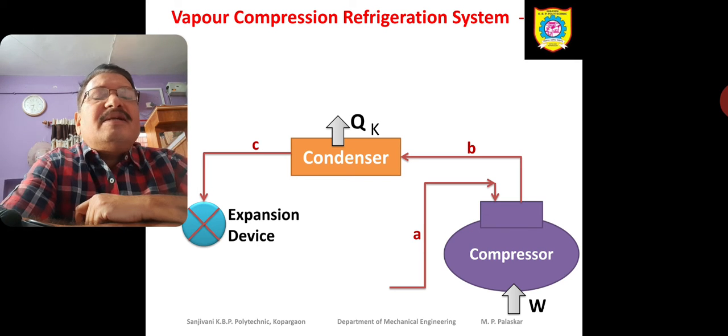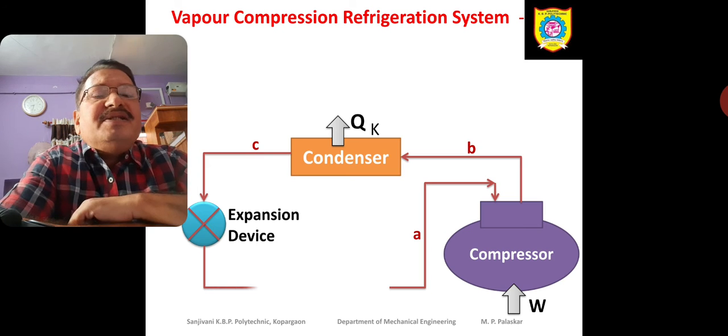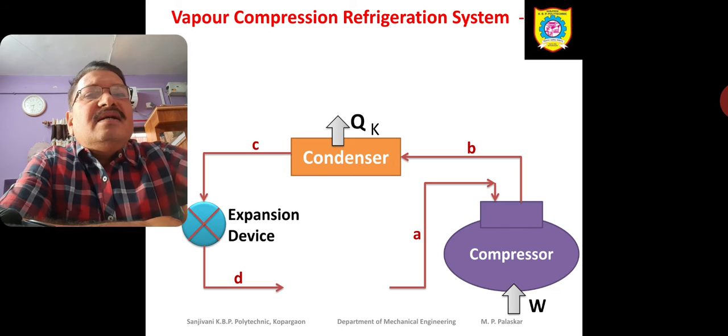So no energy is supplied during the expansion, no energy is obtained during the expansion. Therefore it is called as the isenthalpic expansion, which is the specialty of the vapor compression refrigeration system. Now after expansion, the refrigerant will enter inside the evaporator.